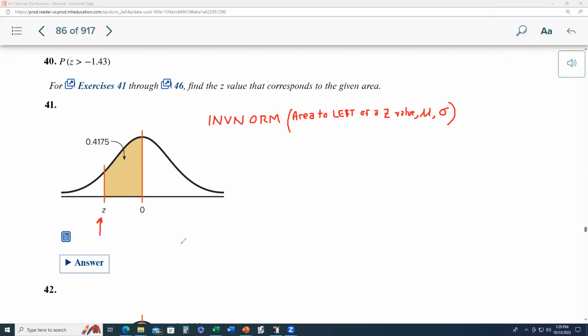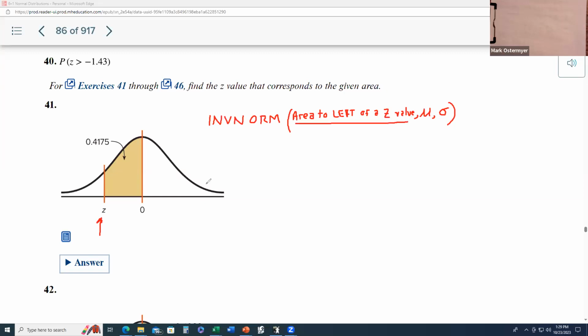So, ladies and gentlemen, our calculator, this inverse norm function, is not going to be able to find this area directly, okay? It's not going to find the z-value directly. But I'm going to show you on your calculator how we can do this, okay? Remember, it's got to be an area always to the what?